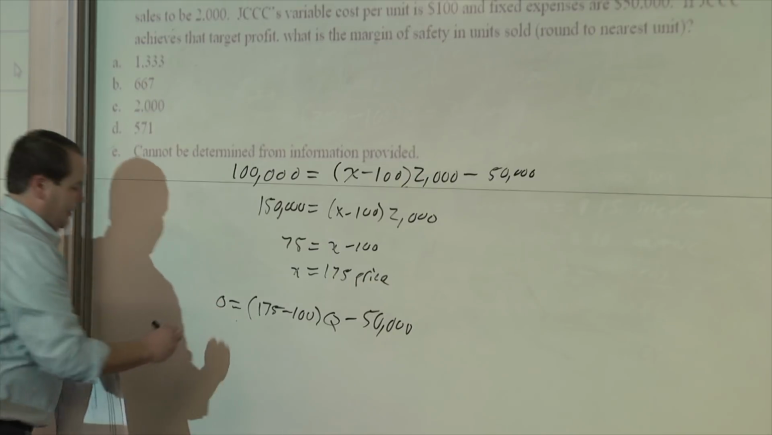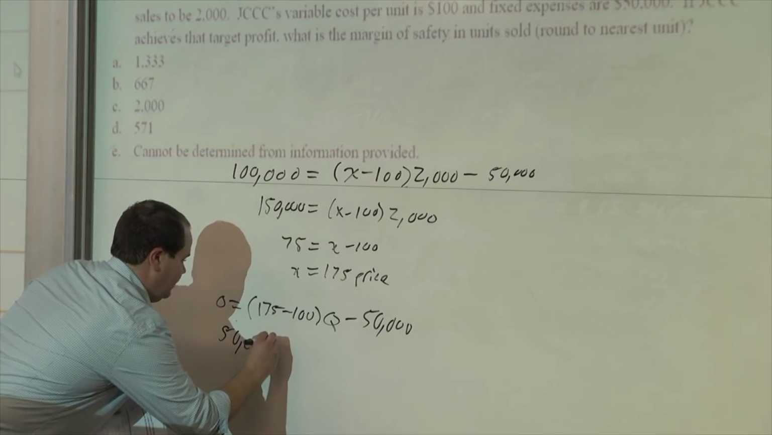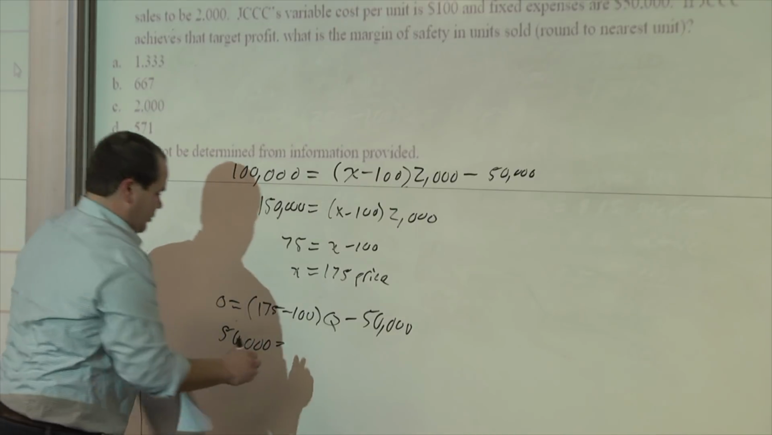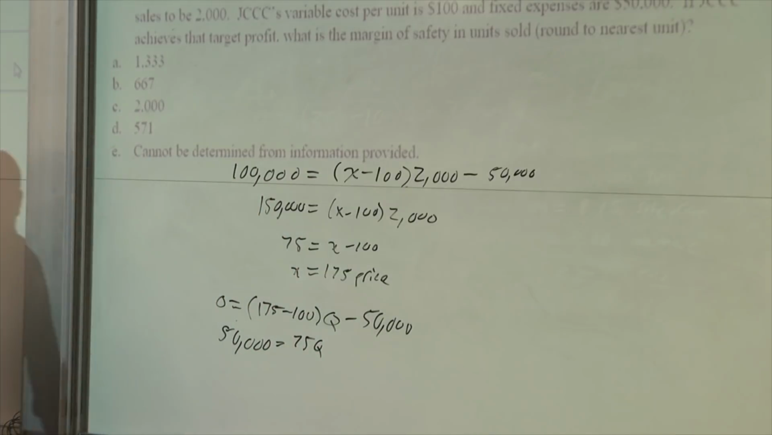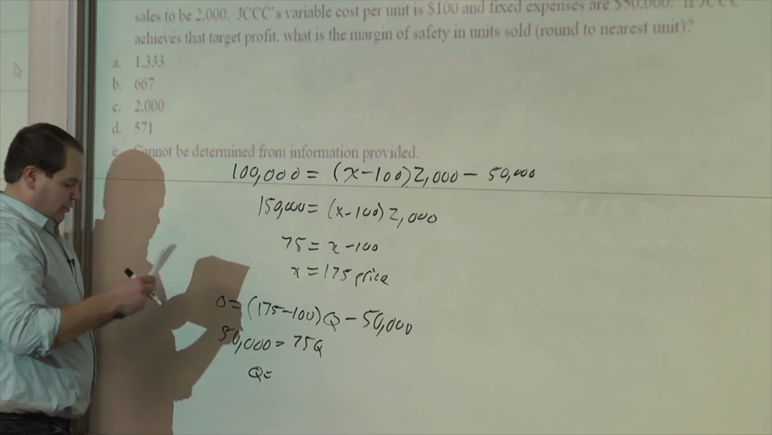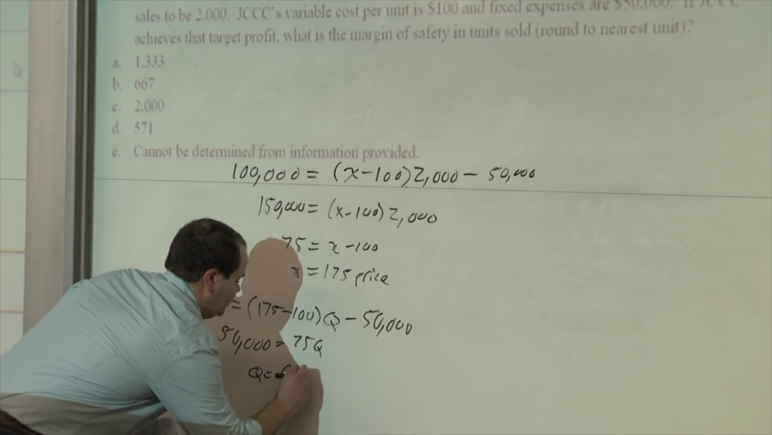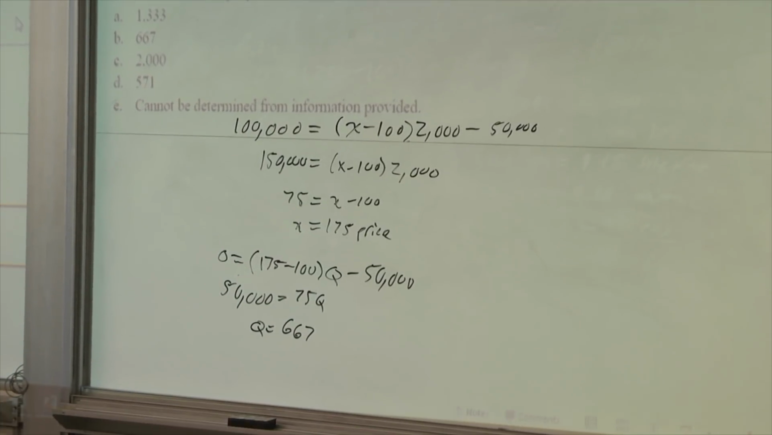Move that around here, you get 50,000 is equal to 75 times Q. All right, so when our contribution margin equals our fixed costs, we just want to figure out how many units that is. And units is 667 units. That's how many we have to sell for break even.